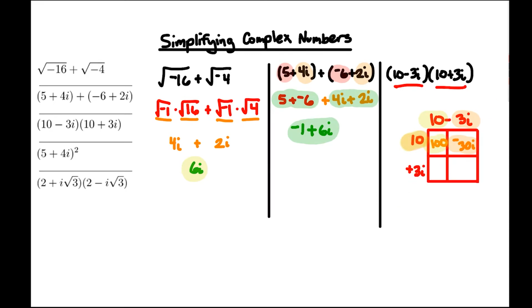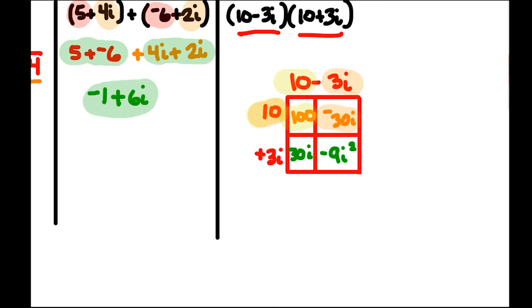Okay, so I'm just doing basically where they cross for each of these. So this one, it's 10 times 3i, so that's 30i. And the last one, it's going to be negative 3i times positive 3i, which is going to be negative 9i squared. All right, so the next thing we're going to do is we're going to add up everything that's inside. So we're going to add up all these areas, this area, this area, this area, and this area. So we're going to add those all up to get the total area.